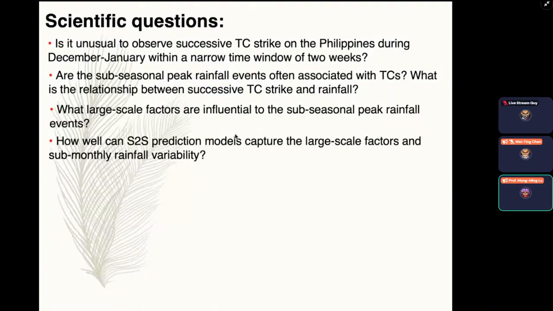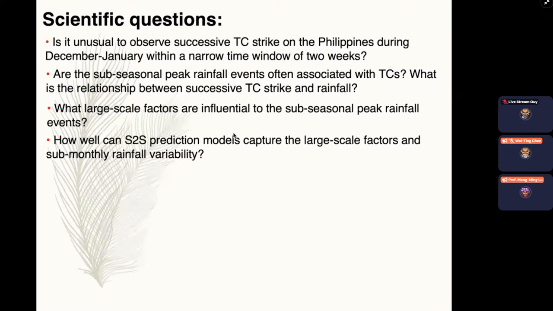So there are four scientific questions. The first one is, is it unusual to observe successive TC strikes on the Philippines during December to January, that's boreal winter, within a narrow time window of 2 weeks or 3 weeks?